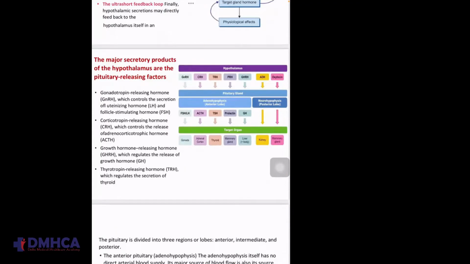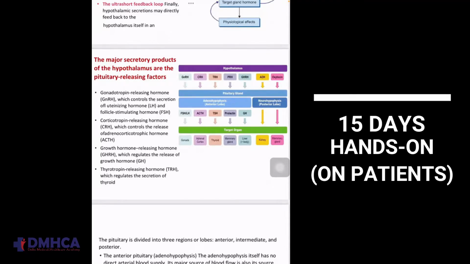Hypothalamus, so I was discussing, they are releasing hormones like GnRH, gonadotropin releasing hormone, corticotropin releasing hormone, thyrotropin releasing hormone, prolactin releasing hormone, growth hormone, ADH, and oxytocin. They are all acting on the pituitary. The pituitary is anterior pituitary and posterior pituitary.